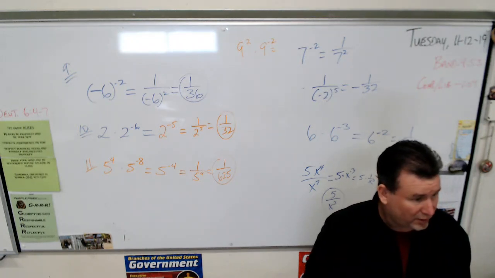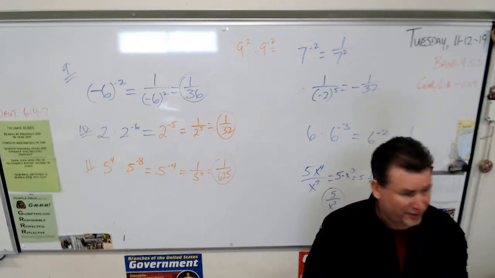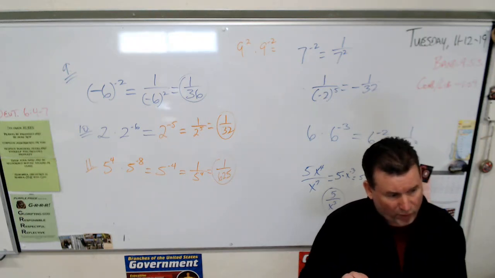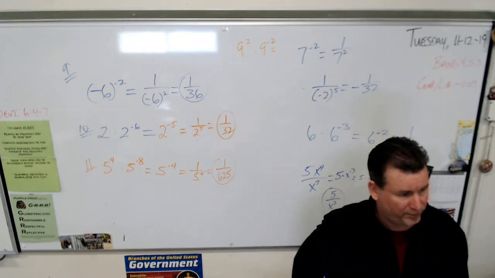On 13, are the bases the same? Yes. What's negative 9? Negative 4. So instead of m to the negative 4, whoop, 1 over m to the 4. Done.